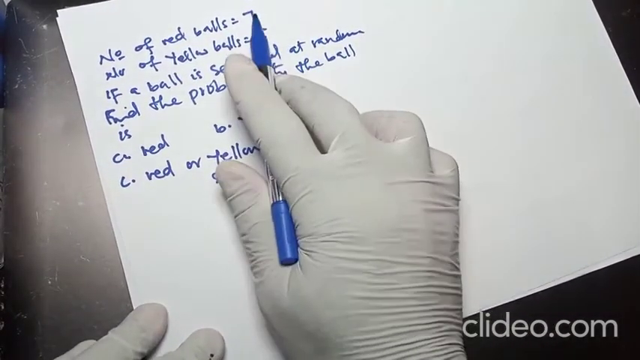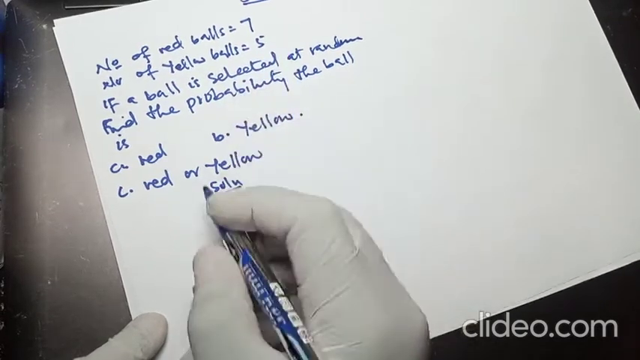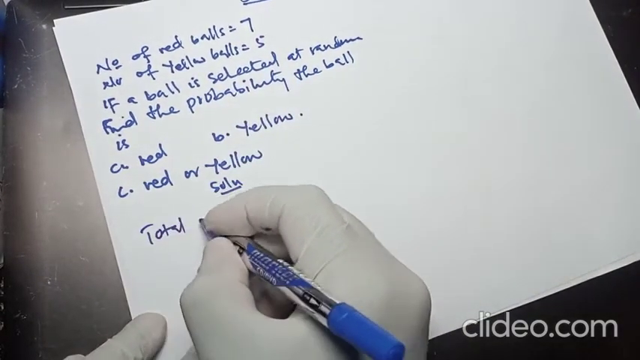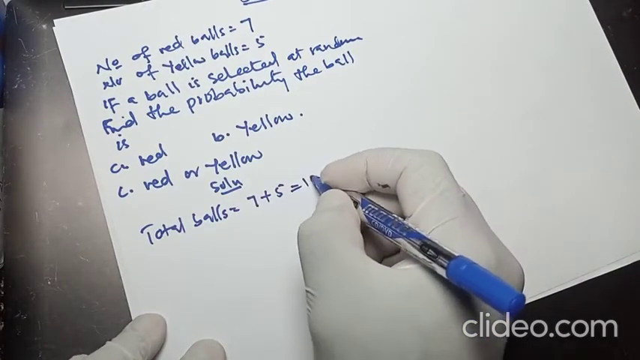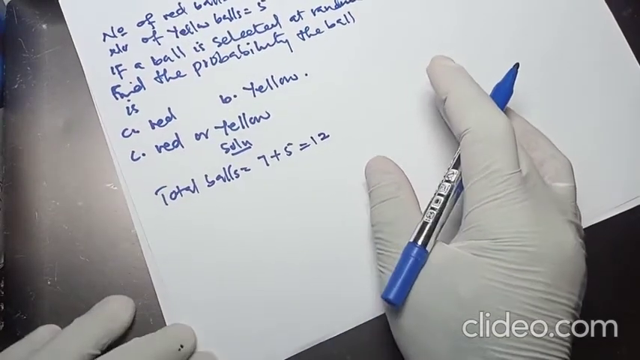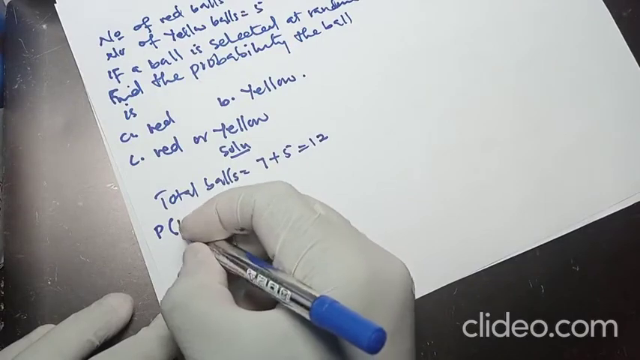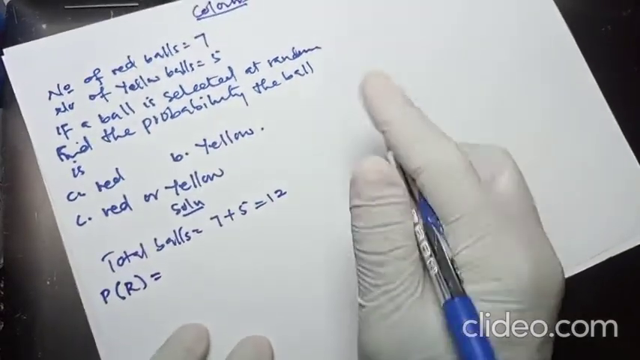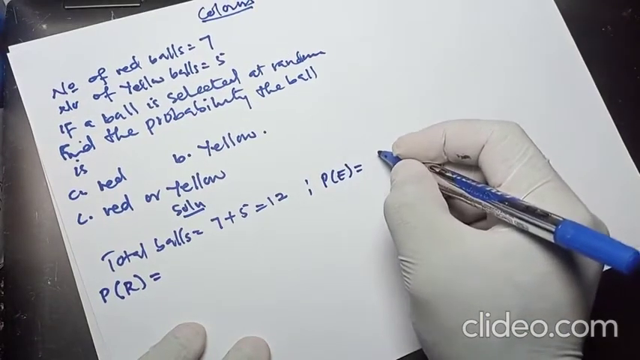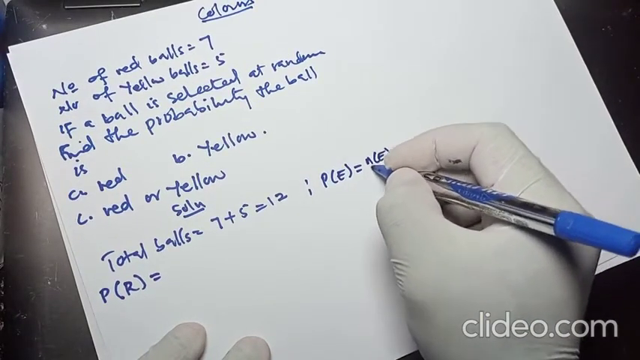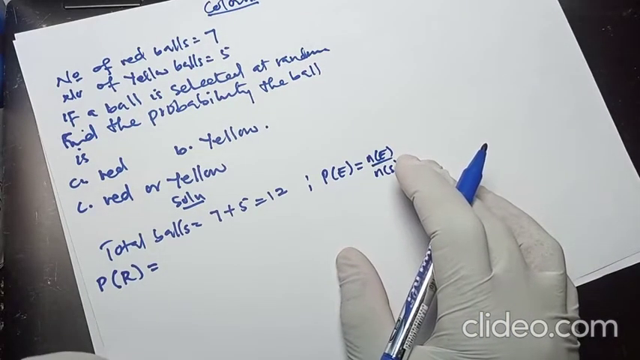So already we have 7 red balls and 5 yellow balls. So our total balls will be 7 plus 5, which is 12. So the probability of selecting a red ball becomes what? Already we know the probability of an event is the number of events over the number of the sample space. If you refer to our lesson 1, you see this there.